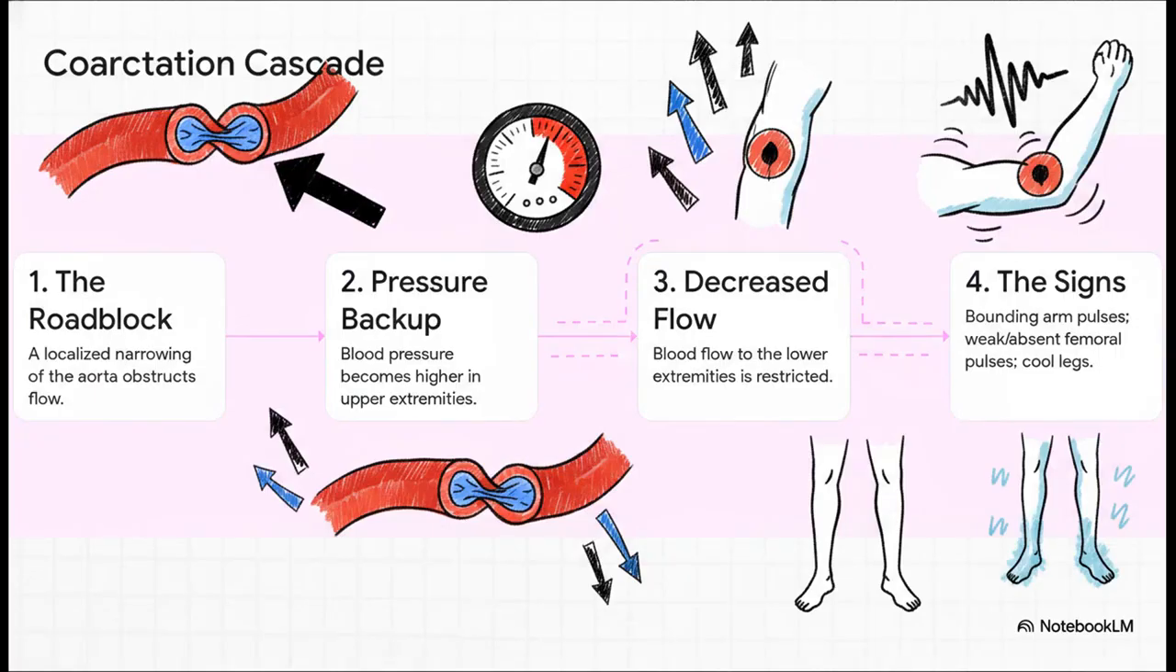Coarctation of the aorta is the perfect example of this. You've got a pinch point in the aorta, the main highway for blood leaving the heart. Blood can't get down to the lower body very easily, so pressure backs up behind the roadblock, which gives you high blood pressure and really strong bounding pulses in the arms. But downstream from the block, you get the exact opposite: weak or maybe even no pulses in the legs, and they'll feel cool to the touch. It's like a tale of two completely different circulatory systems in one body.